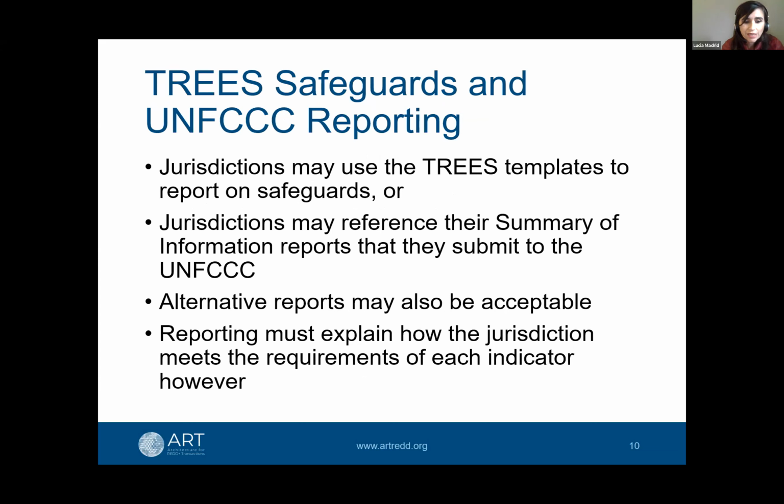Jurisdictions may use the TREES templates located on the website to report on safeguards, or jurisdictions may reference their summary of information reports that they submit to the UNFCCC. In some instances, other reports may also be acceptable to use to demonstrate conformance with the TREES safeguards. Our goal is to minimize the amount of rework a jurisdiction must do. However, it must be clear how the jurisdiction meets the requirements of each indicator in TREES.